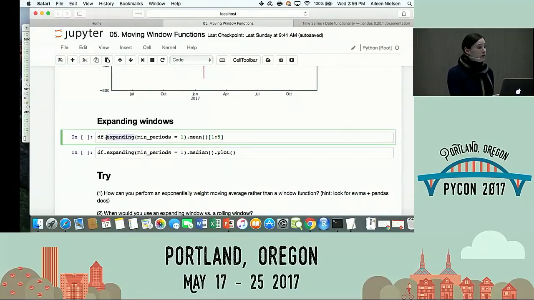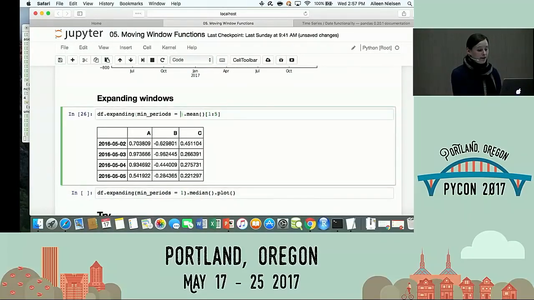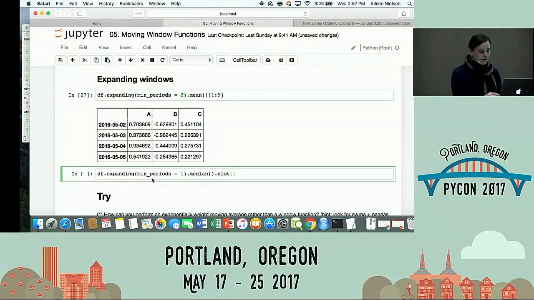Okay. Expanding windows are less common, but you do want to know how to do them. Instead of a rolling, you just have a dot expanding, and you'll notice it does let you set a min number of periods. So for example, if you don't want to start with just one, if you want to still have some minimum window size, you can easily set that. In this case, I did just set a min period of 1, so I have values for each.